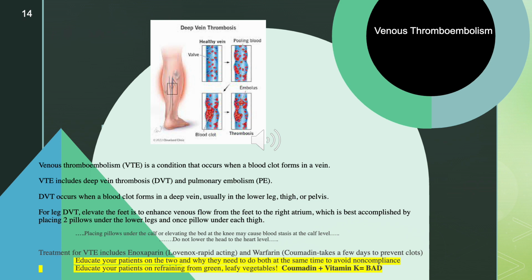You also need to educate them on the diet recommendations, which is back off of leafy green vegetables. Coumadin plus vitamin K equals bad. That is my math for the day. Write it down. Take a picture. Love it. Understand it. Embrace it. Move along. Okay, let's go to the next slide.